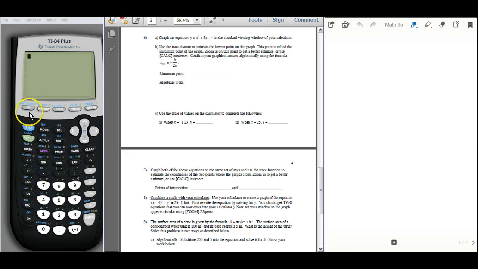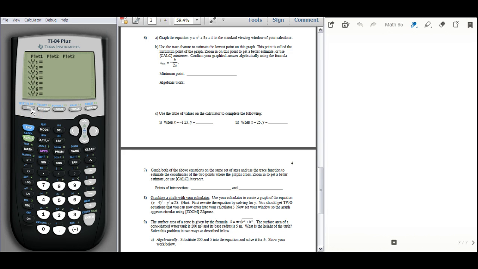Mine is on already. Let's go to the y equals menu here and we'll enter x squared plus 5x plus 4. Okay, and let's go ahead and just hit graph and see what we get. Lovely, we get a parabola shape as expected because we see that x squared and we don't have a y squared term. And so now what we're asked to do is use the trace feature to estimate the lowest point on this graph. So let's hit trace.